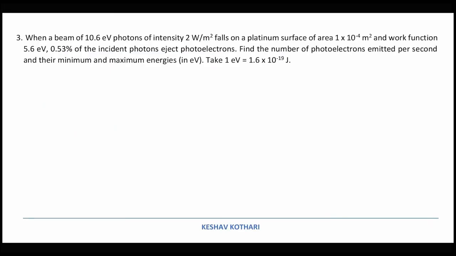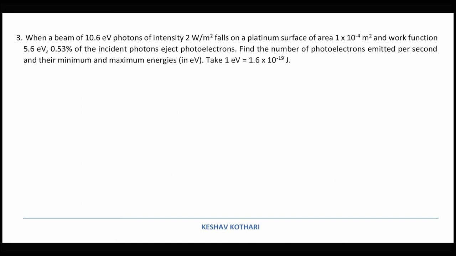So we are dealing with question 3 of modern physics. When a beam of 10.6 electron volt photons of intensity 2 watt per meter square falls on a platinum surface of area 1 into 10 to the power minus 4 meter square and work function 5.6 electron volt, 0.53% of the incident photons eject photoelectrons. Find the number of photoelectrons emitted per second and their minimum and maximum energies in electron volt.